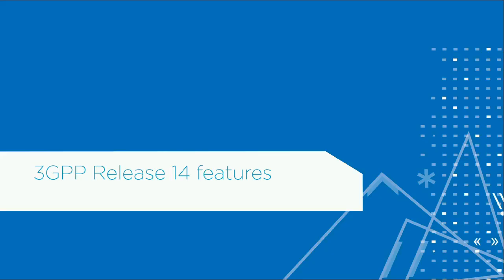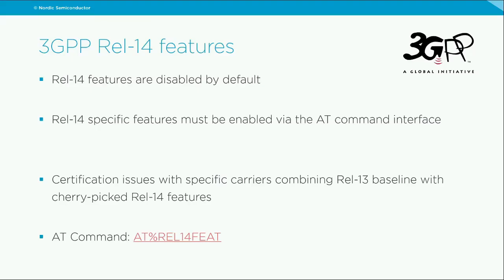And now over to the 3GPP release 14 specific features. First, some important notes: the release 14 features are disabled by default. These can easily be enabled by an AT command, rel14 feat, and with this AT command you can select specific release 14 features to be turned on based on what you need.